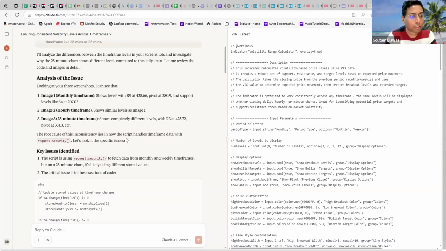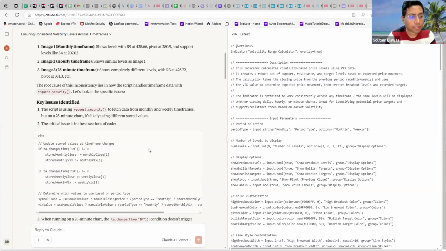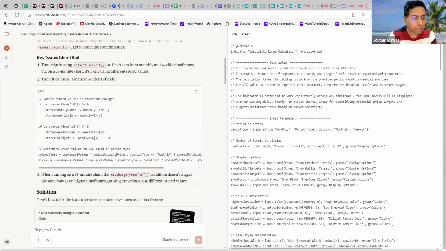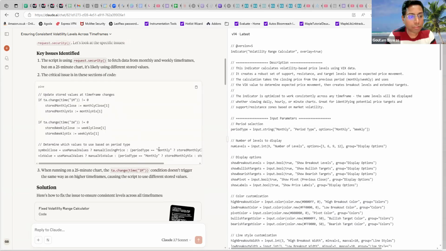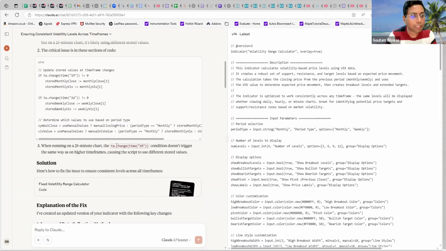And then it says the root cause of this inconsistency lies in how the script handles time frame data with request.security. Let's look at the specific issues. Key issues identified. The script is using request.security to fetch data from monthly and weekly timeframes, but on a 25-minute chart, it is likely using different stored values. The critical issues in this section of the code, right? So it also identifies which section of the code has the issue, right? When running on a 25-minute chart, the ta.change time 1 month condition doesn't trigger the same way as on the higher time frames, causing the script to use different stored values.